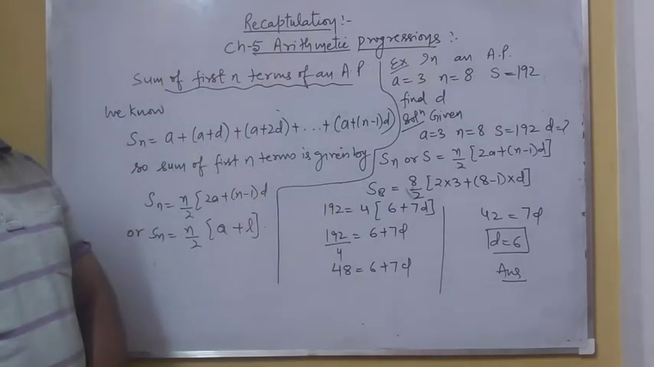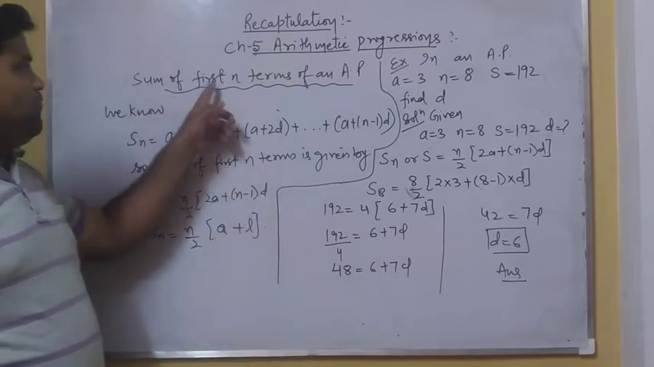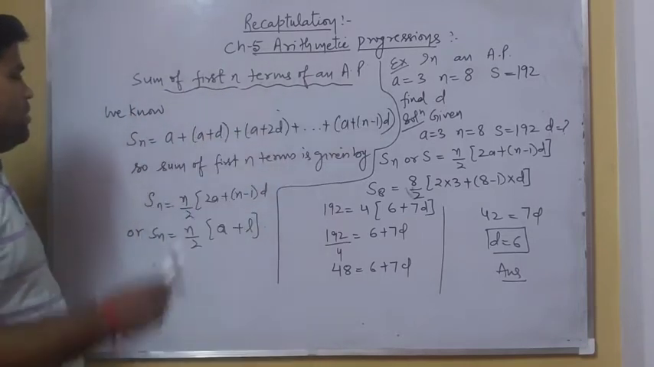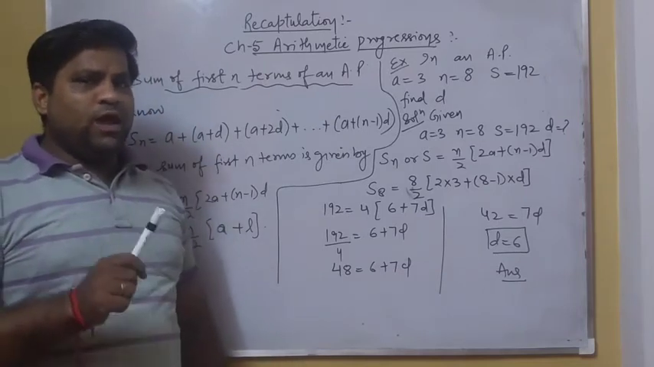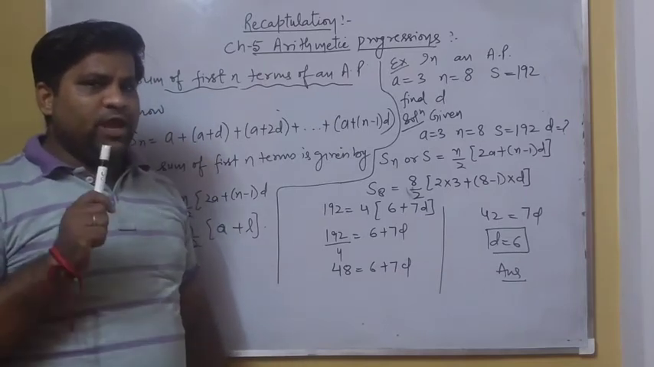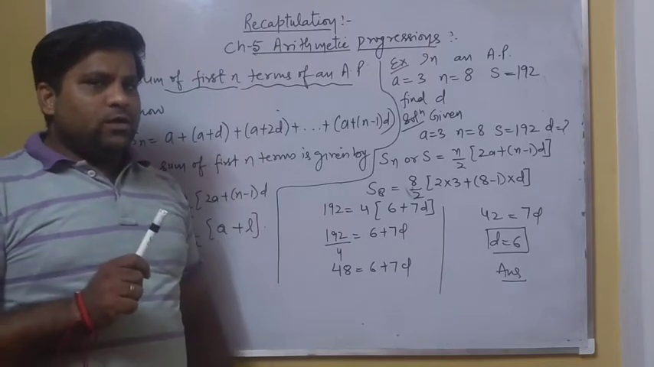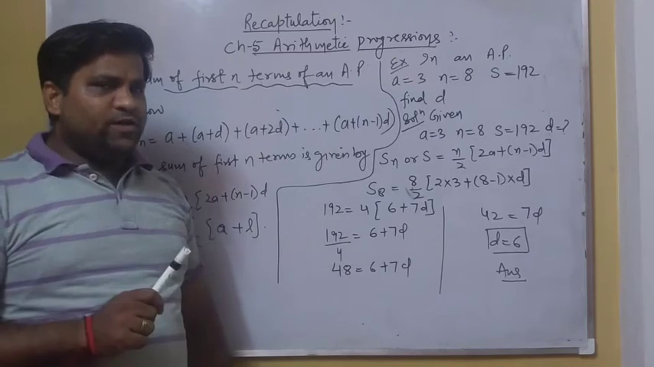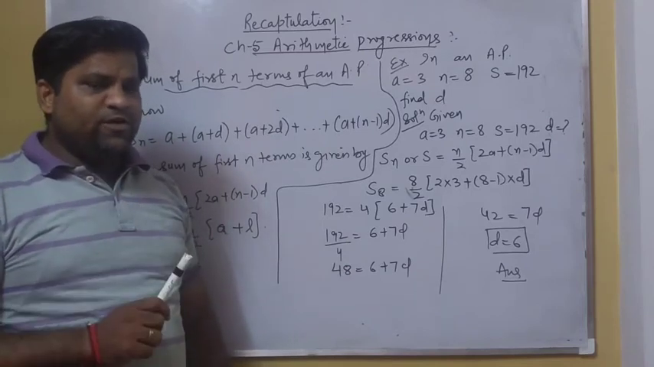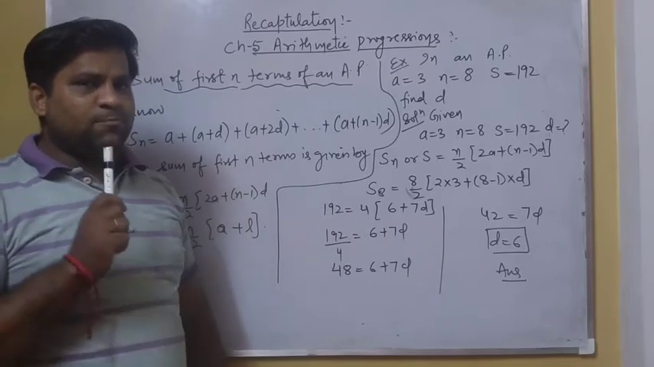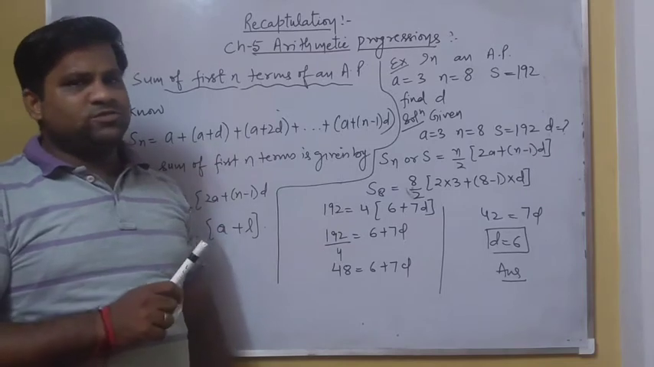Now let us come to the revision of that topic again: sum of first n terms of an AP. We know that our AP is written in the form a, a plus d, a plus 2d, up to a plus (n minus 1) into d. Here d is the common difference. For a sequence to be in AP, the common difference should be the same. We know how to find the common difference by subtracting the previous term from each successive term.